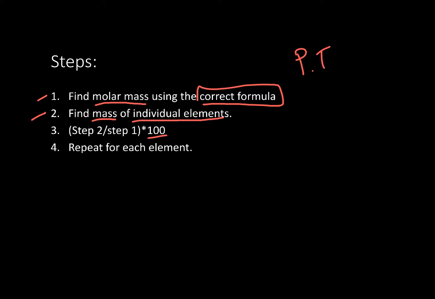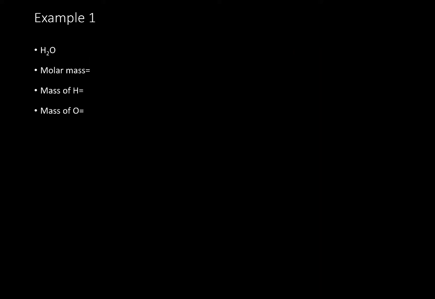Now you will repeat steps 1, 2, and 3 for each element. So for example, if your formula has 5 different elements, you will have 5 different percentages, and for each of those 5 elements you will have to do steps 1, 2, and 3. Okay, so we're going to learn this concept by using some examples.